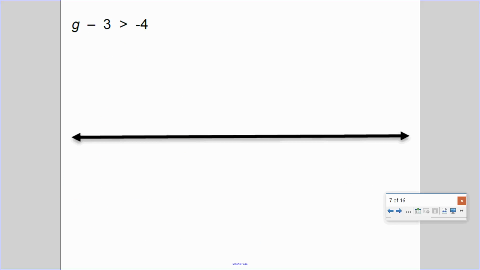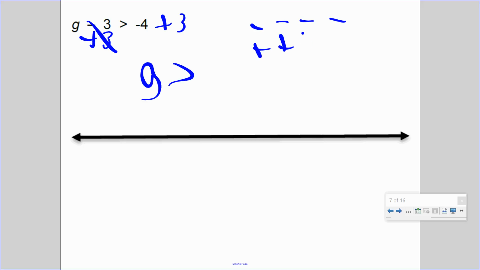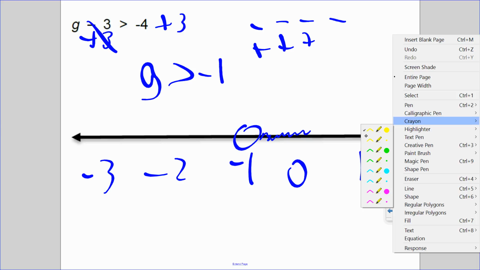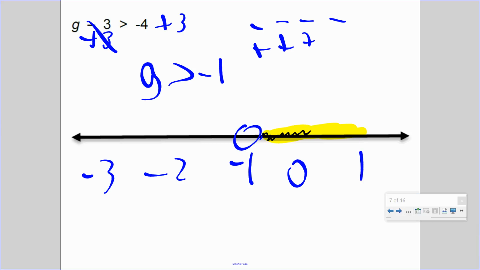Next one. Here's a subtraction one. I need to isolate G. I do the inverse of minus 3 with plus 3. Plus 3 does cancel. 4 negatives with 3 positives is negative 1. So G has to be greater, more than negative 1. But can it equal negative 1? Nope. Open dot. And all of these numbers right here are greater than negative 1.